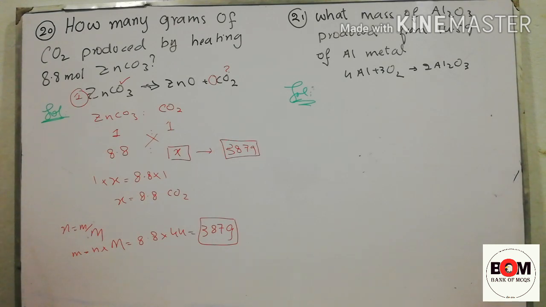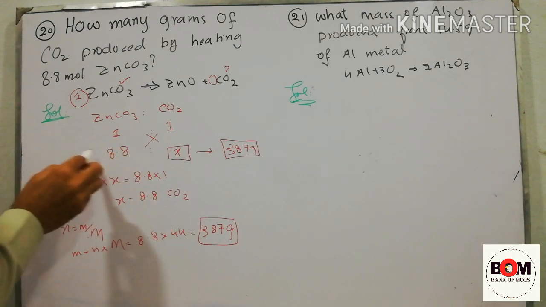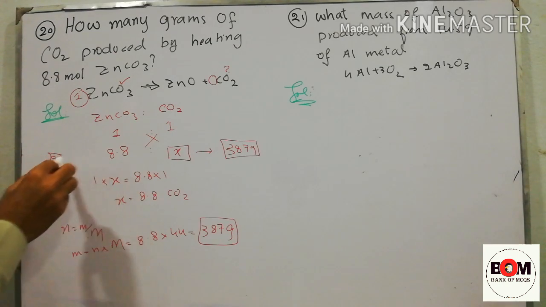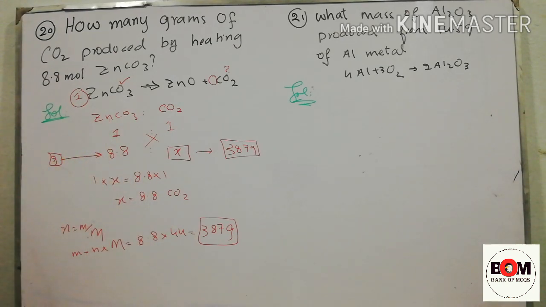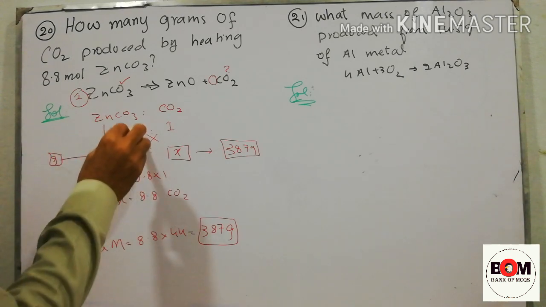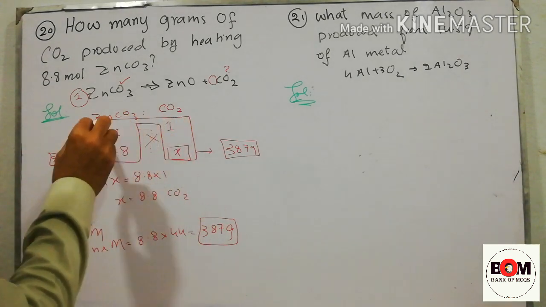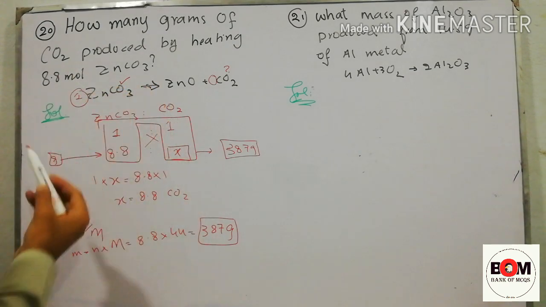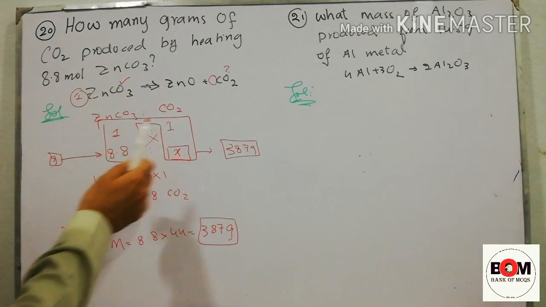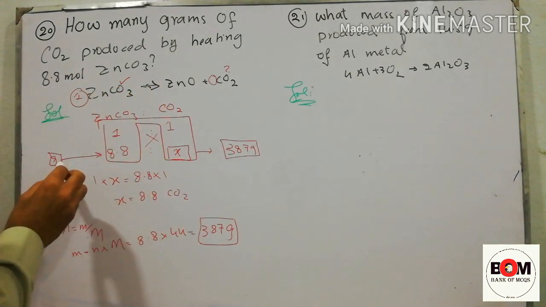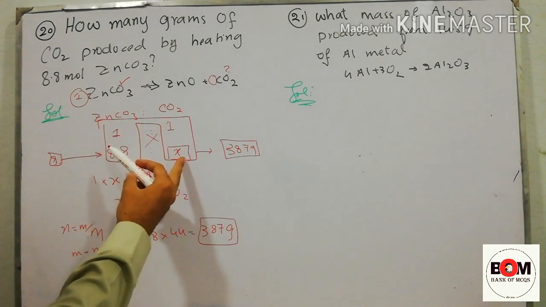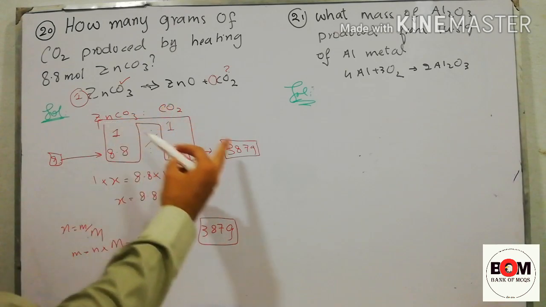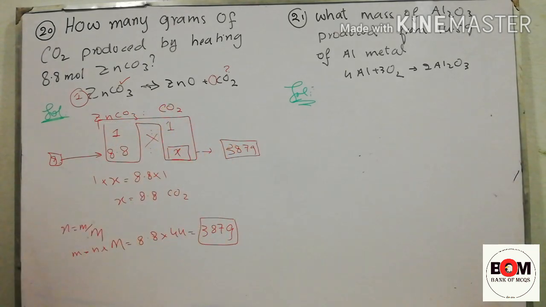So they can also give grams of ZnCO3. If they give grams of CO2, then we will convert it into moles. So this is the actual pathway. We will select this pathway. Mole is the ratio from the equation. This is given moles, we will find moles. So if they give grams of ZnCO3, we will convert it into moles. And if they ask for moles, we stop here. If they ask for grams, we will convert moles into mass.